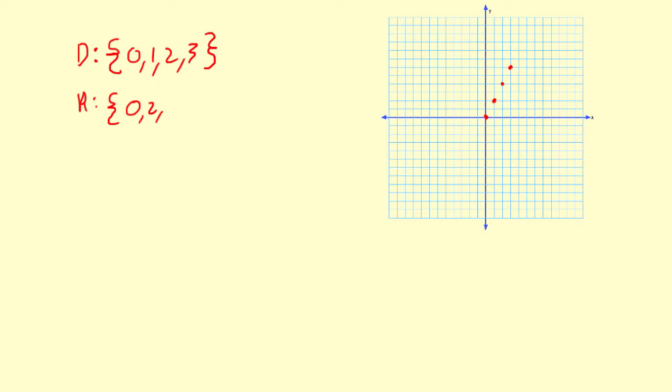0, 2, 4, 6. So the range is the set of numbers 0, 2, 4, 6. Those are the y values from the graph. Okay, let's look at another example.